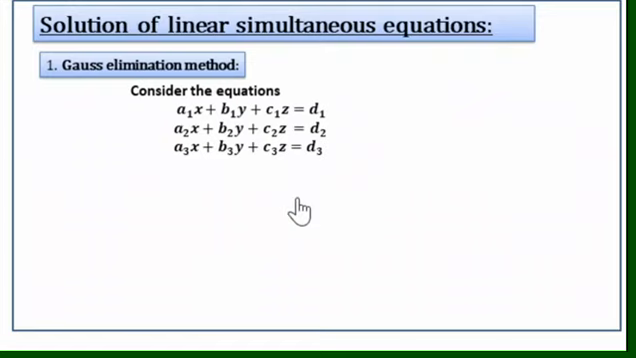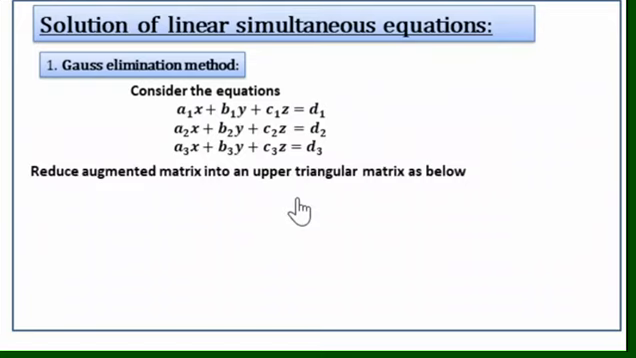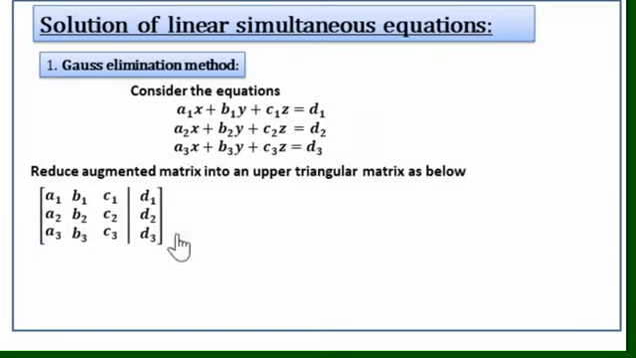We first write down the corresponding augmented matrix. Then we perform a sequence of elementary transformations on this augmented matrix and reduce the coefficient matrix to an upper triangular matrix. That is, we need to make these three elements 0. That is, the elements below this main diagonal, we make them 0.